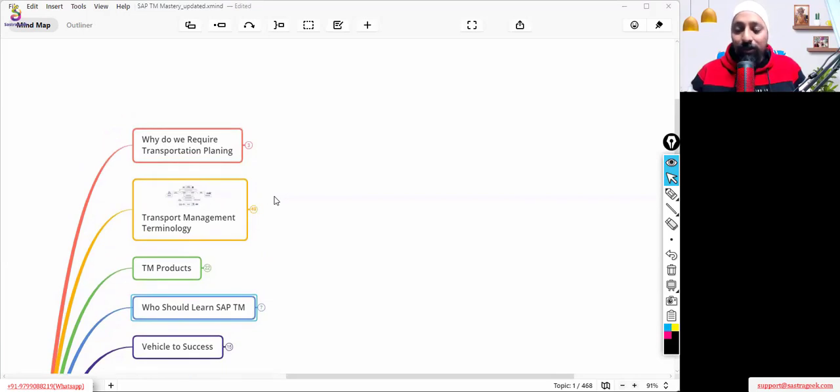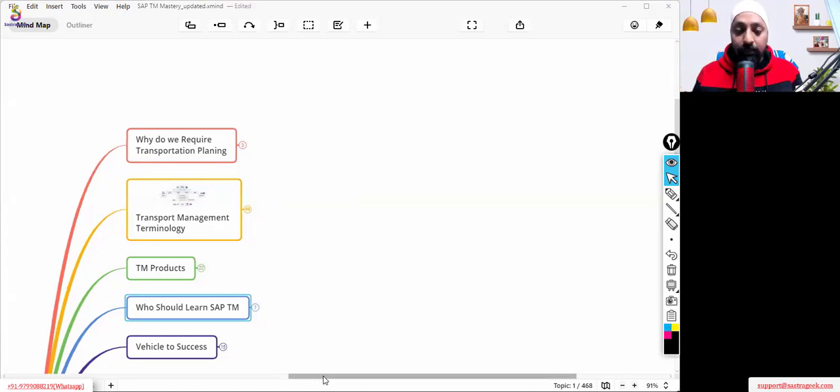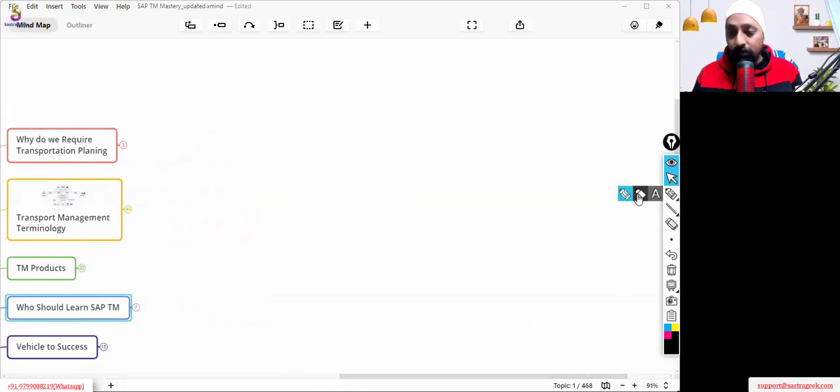Now, the first thing I will be discussing is the process, right? Why is TM actually required? Why is transportation required? Why is transportation planning required? Why do we need to put in a separate big software, with highly paid consultants, putting a system together to help us with transport management? Why do we need transport management? That's the first thing we'll try to understand.